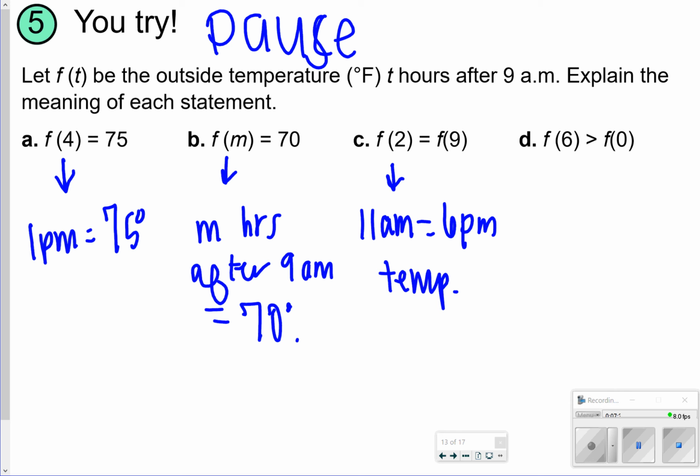And then letter D, it says f of 6. That just means 6 hours after 9 a.m. That would be 3 p.m. is greater than f of 0. That means starting at 9 a.m. So 3 p.m. is greater than 9 a.m.'s temperature. Okay, so that's all you have to do there.